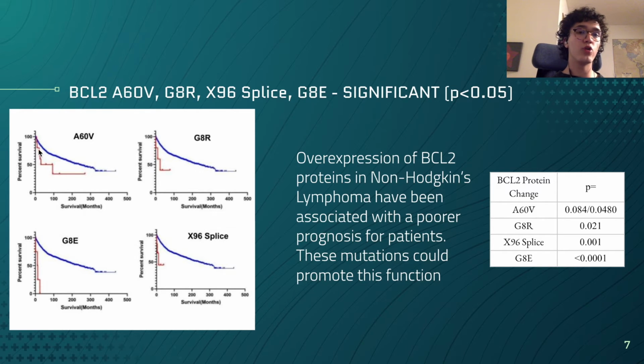This is because there are a lot of early deaths, but it stabilizes later on. So this second test, the Dehan-Breslow-Wilcoxon test, places a greater emphasis on earlier deaths, and that's why it is significant. A reason for all of this is that the overexpression of BCL2 proteins in non-Hodgkin's lymphoma has been associated with a poor prognosis, so these mutations could possibly promote this function.